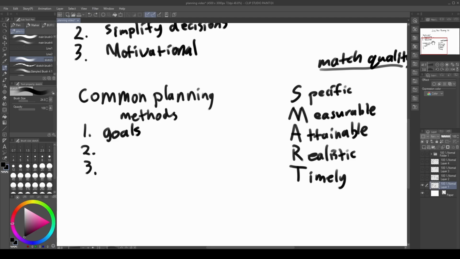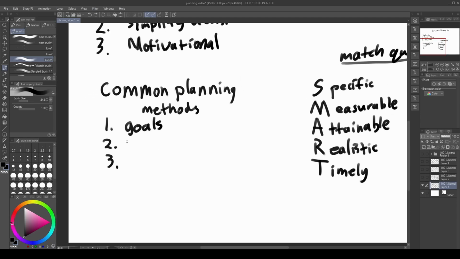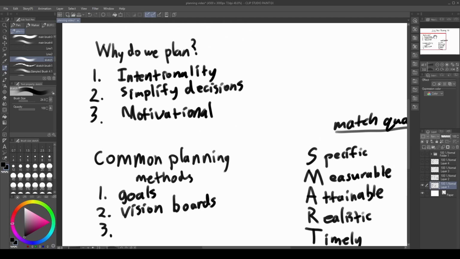The second common planning method I've seen is vision boards. And these are kind of a more fancy version of just writing down goals, but the extra step here is that people will select images that resonate with them emotionally and put them in a place where they can see them so that they can be reminded of their goal and become much more likely to stick to the goal because they have these pictures that really resonate with them.